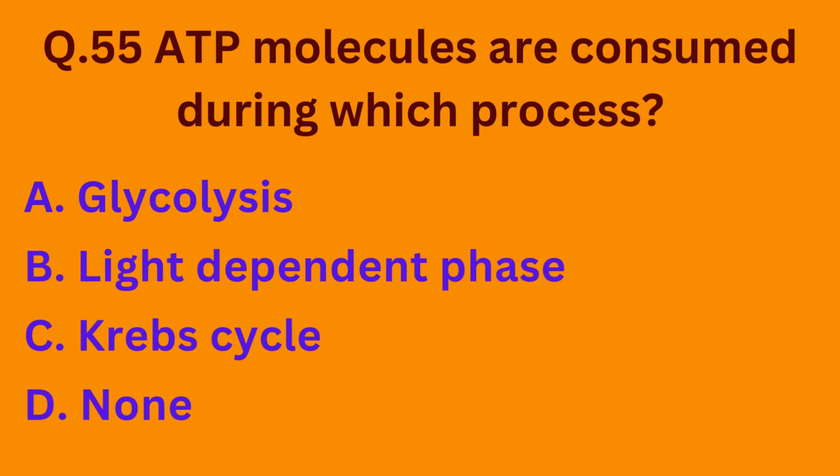Next question is, ATP molecules are consumed during which process? Option A, glycolysis, option B, light dependent phase, option C, Krebs cycle, option D, none. So basically ATP molecules are consumed during glycolysis. The correct option is option A.